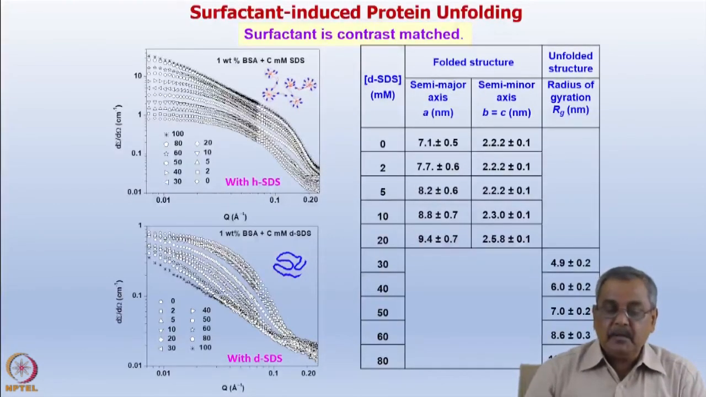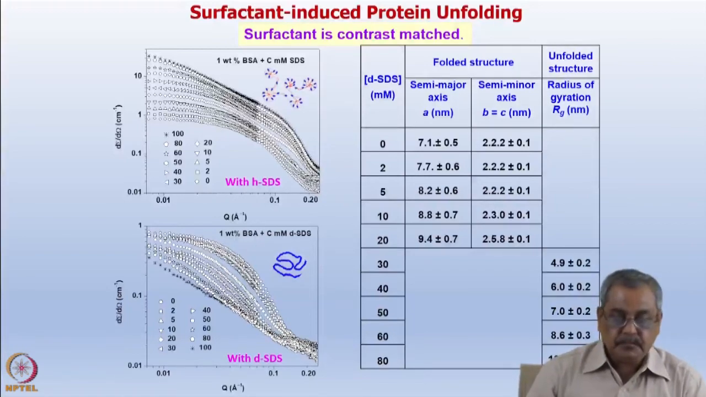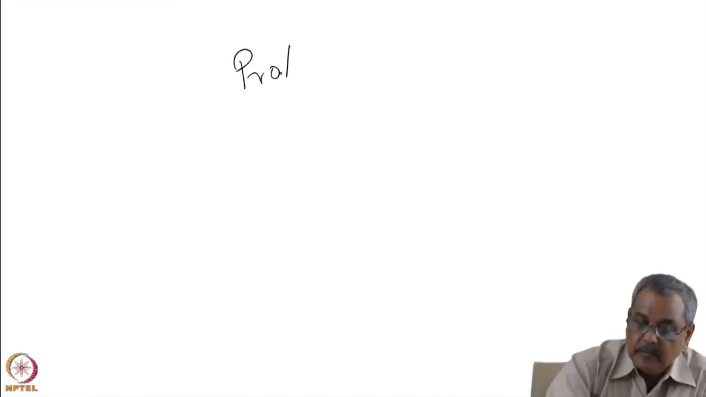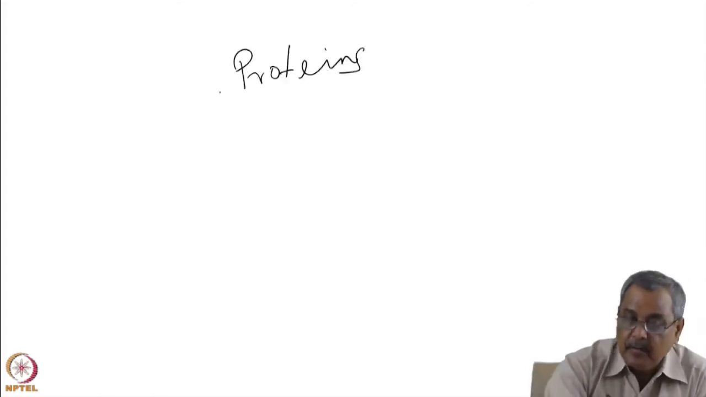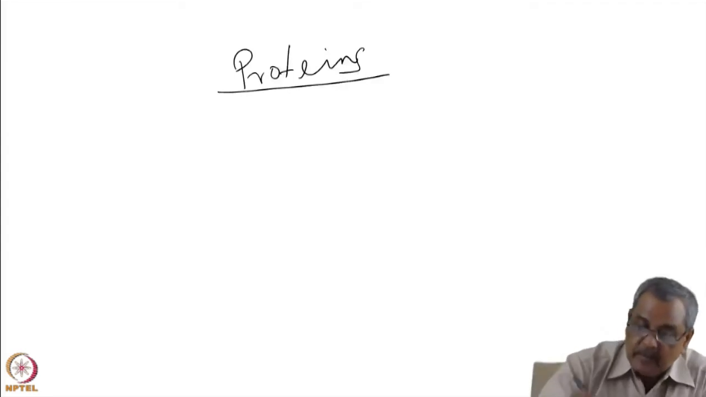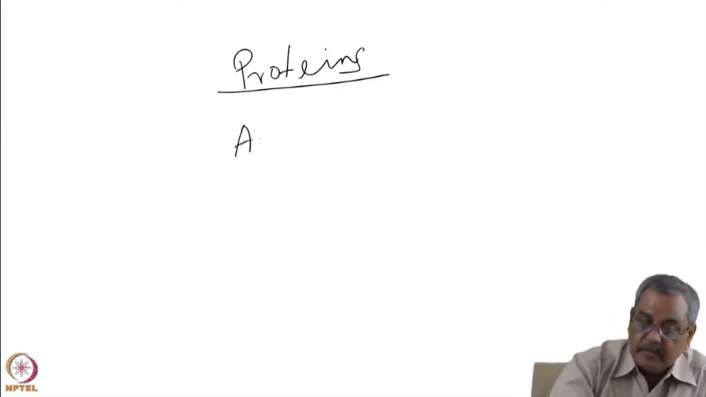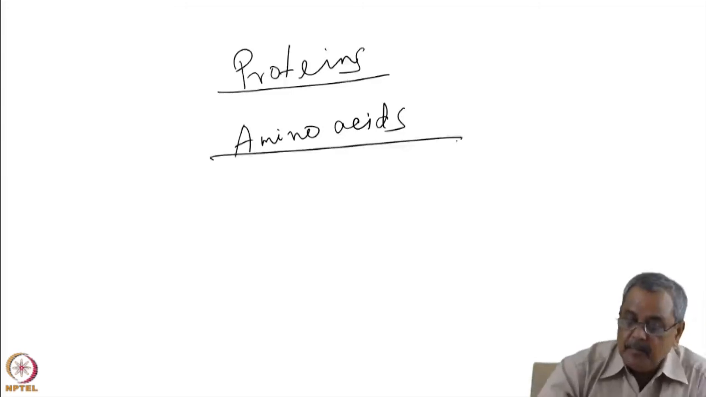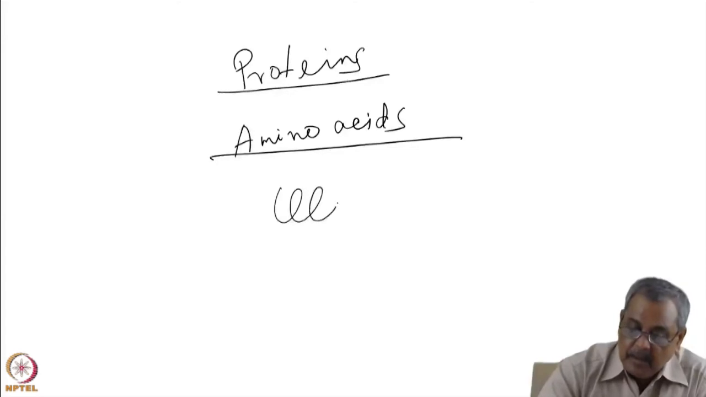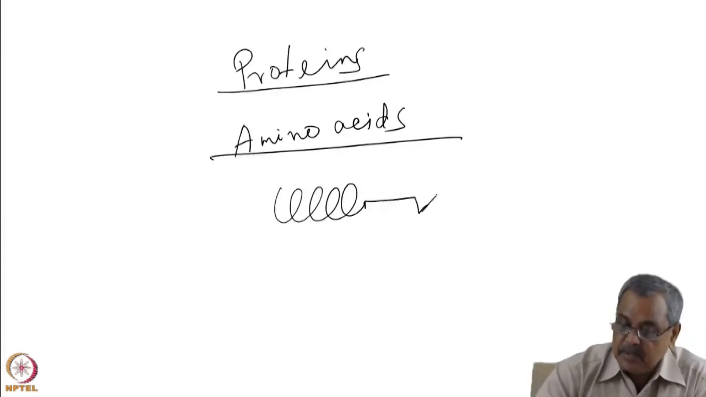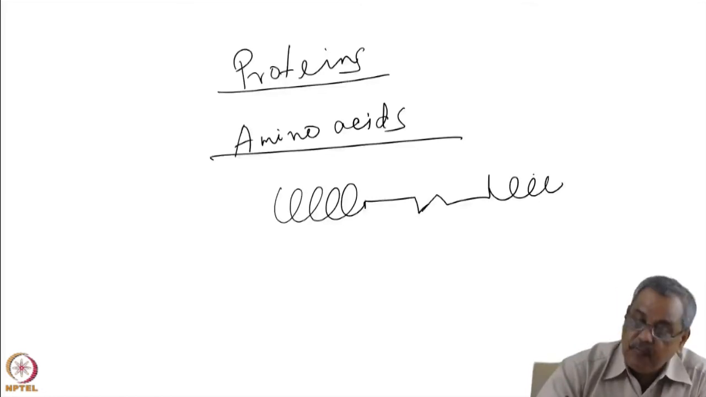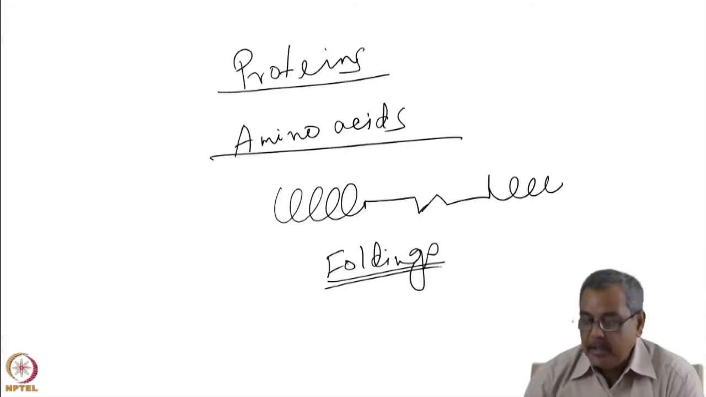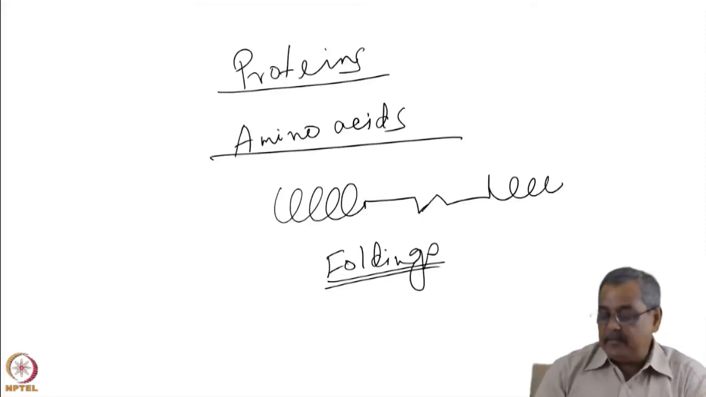So I am talking about surfactant induced protein unfolding. Proteins are important for most of the functions in our body, and proteins are made of amino acids. The list is limited, but with various combinations of amino acids, the proteins form helixes and beta sheets, and they fold up. Protein folding is an important aspect of protein's activity. So the proteins are made of alpha helixes and beta sheets.